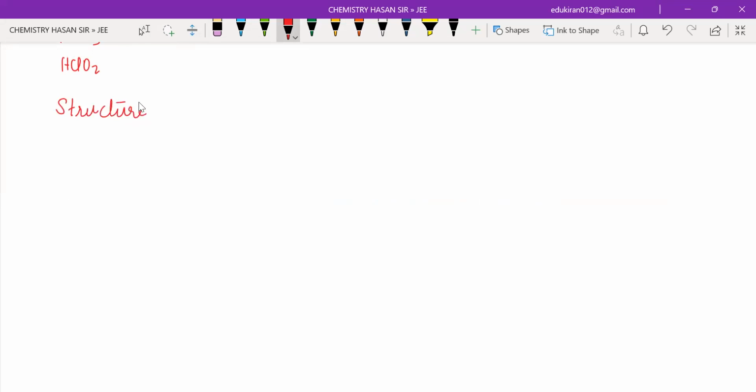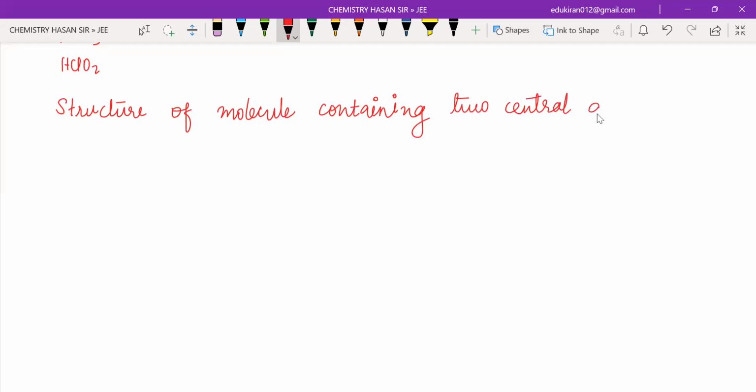Right topic. The structure of molecules containing two central atoms.